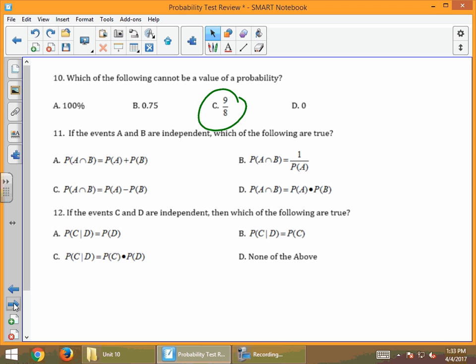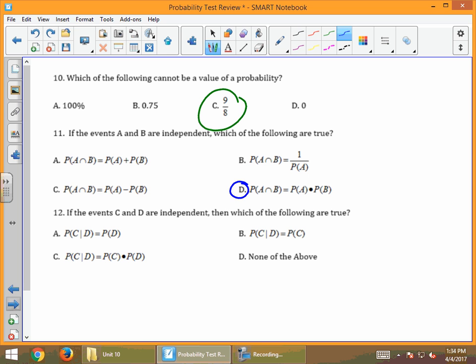B. We look at 11. It says that the events A and B are independent. Which of the following are true? I know I did a similar problem to this one. If the two events are independent, which of the following are true? Okay. Yeah, C.